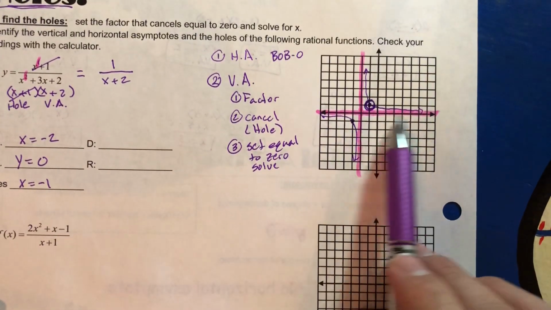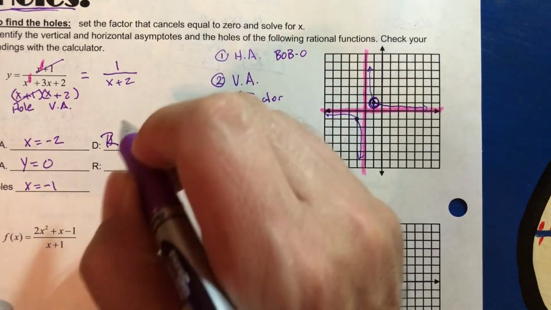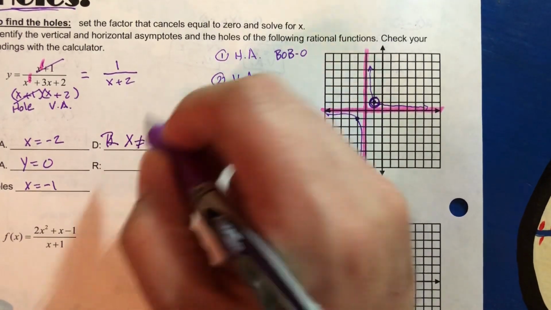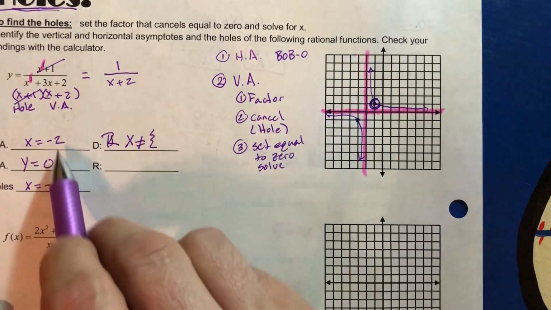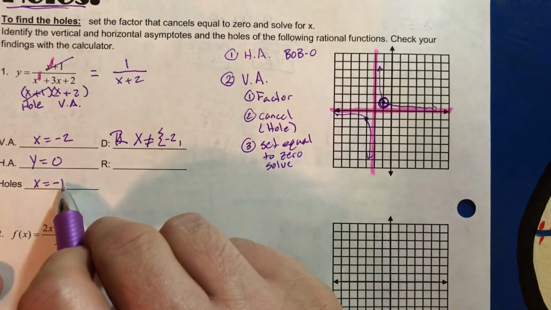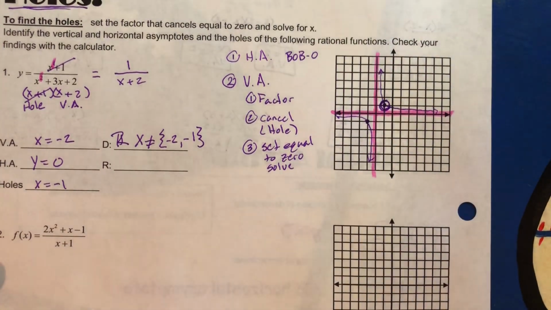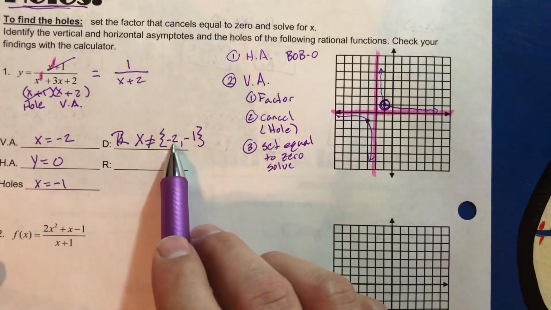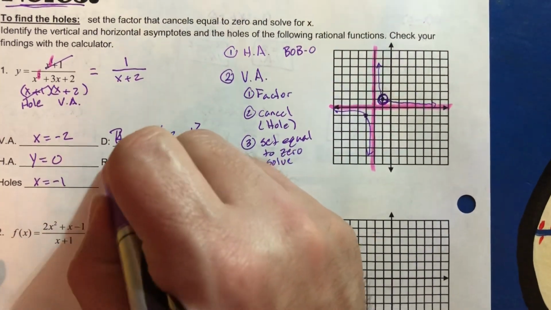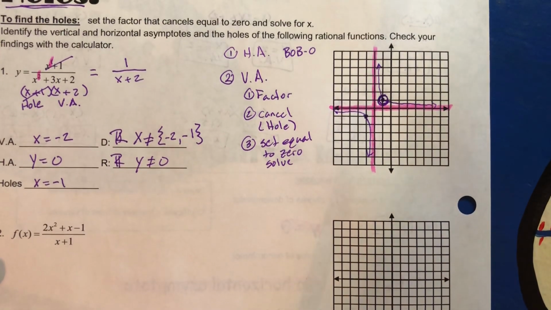So the domain, -infinity to +infinity. So this is all reals. And then x cannot be the two values that I have here. -2, because that's the VA. And it can't be -1 either, because that is my hole. So there's two things that it can't be equal to now. And then my range is all reals, and y cannot be equal to 0. Okay?